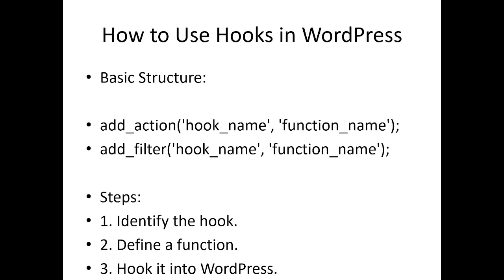How to use hooks in WordPress? To use hooks effectively, first identify where you want to add functionality or modify data. Then create a custom function to handle the logic. Finally, attach it with add_action or add_filter. For example, you might add a welcome message after user login by hooking into the wp_login action.